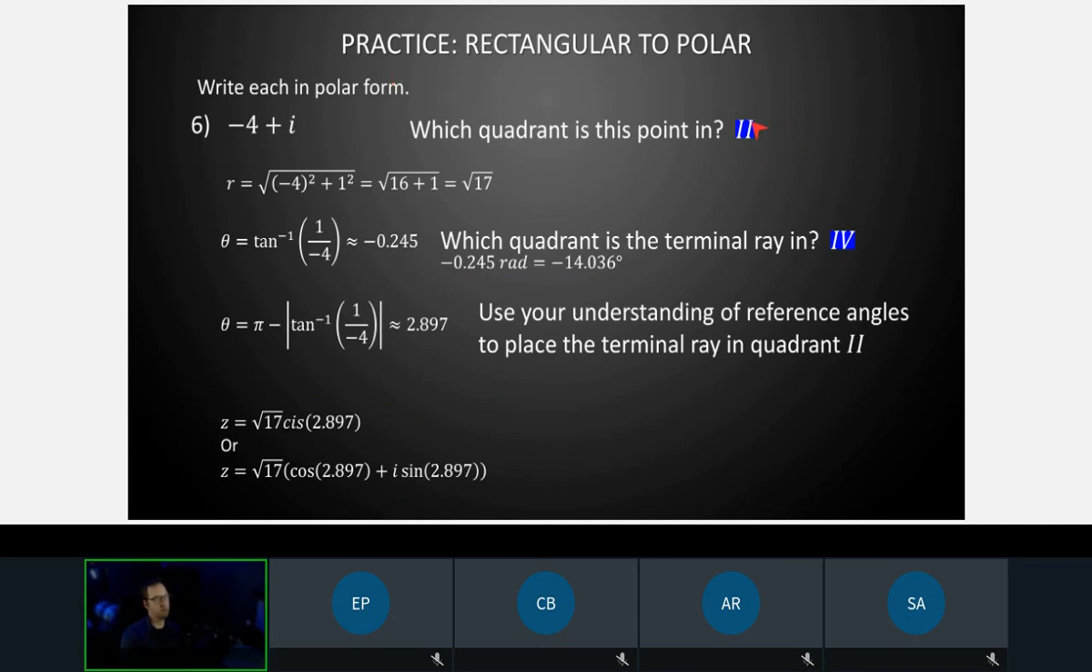When doing these problems, make sure you write down the quadrant that you start in and the quadrant that you end up in to make sure that they match. If they don't match, you're either going to add or subtract a half a rotation, which is pi. But make sure your answer is within the interval 0 to 2 pi.